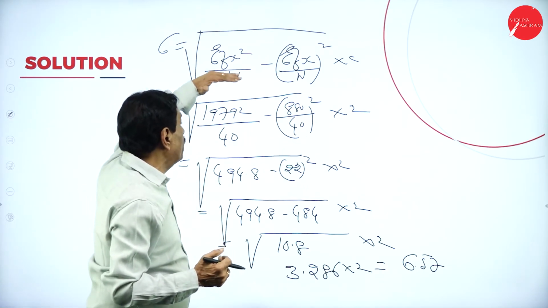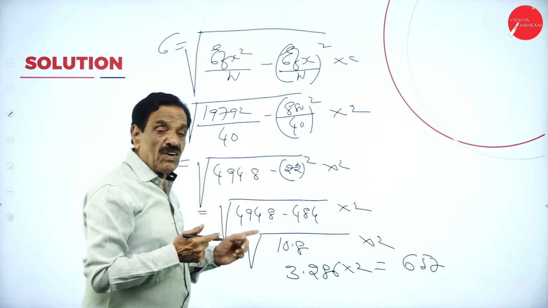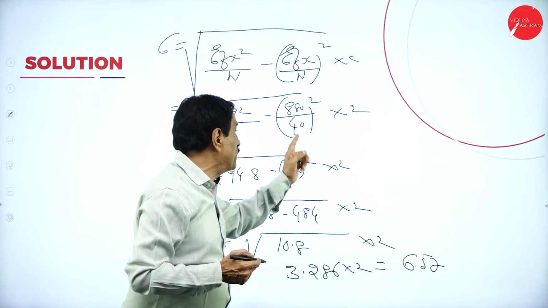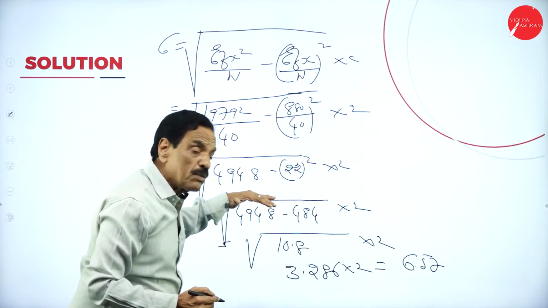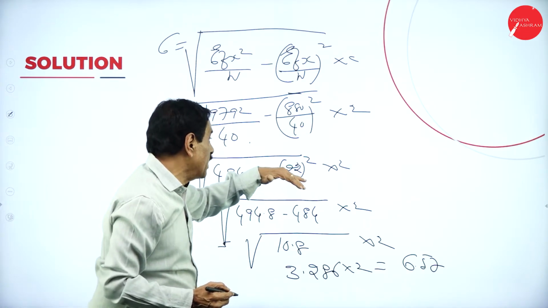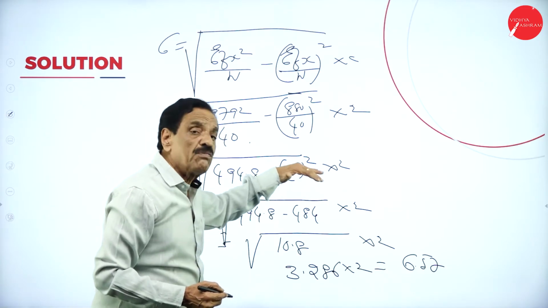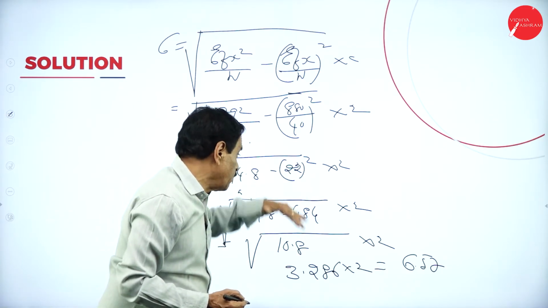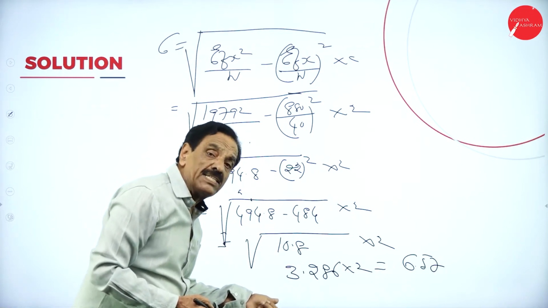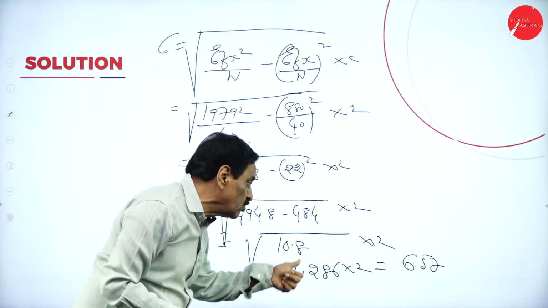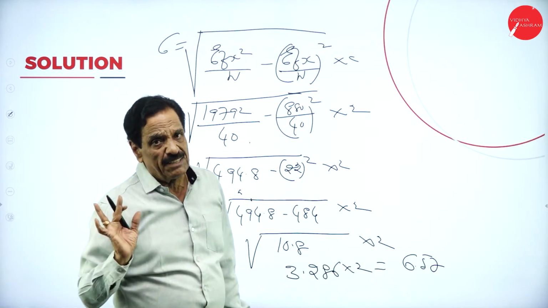Then apply the formula: sigma fx square divided by n minus sigma fx divided by n whole square, into c. 19,792 divided by 40 minus 880 divided by 40 whole square. Simplify: 494.8. 880 divided by 40 is 22, whole square is 484, into 2. Deduct, 10.8. Root of 10.8 is 3.286. Multiply by 2, it will come 6.57.